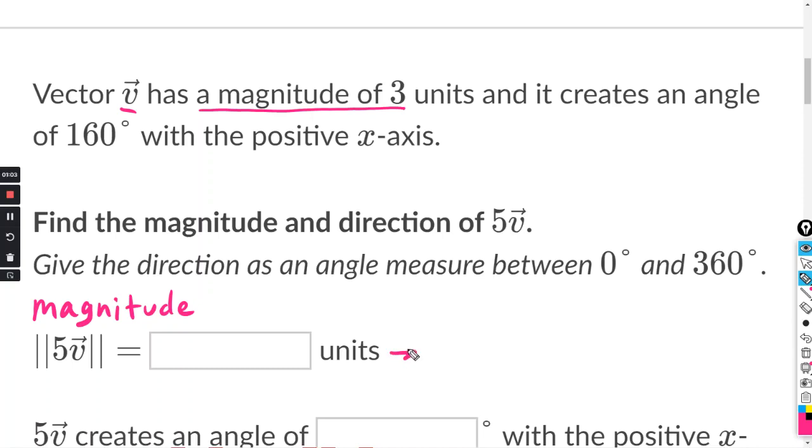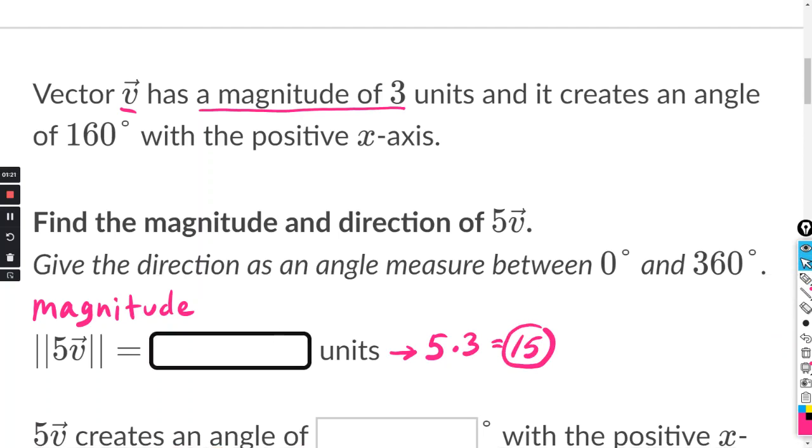So it's very simple. The magnitude of 5 times v is just going to be 5 times the initial magnitude of 3. So of course that's just 15. Let's click inside the box, and that's your first answer. Now we have a follow-up question.